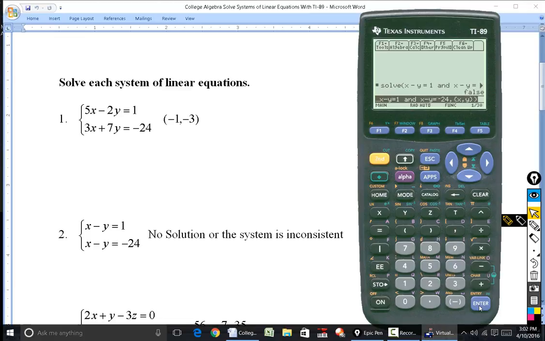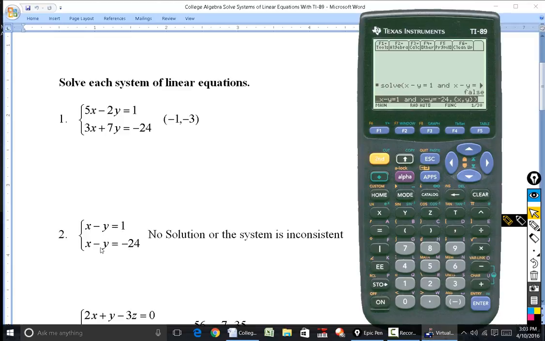Now some of these are pretty straightforward, and you should be able to figure it out. Notice here I have x minus y is equal to 1, and x minus y is equal to negative 24. Well, if that were possible, that would mean that 1 has to be negative 24. Okay, so there's no way that can happen. So this one you should be able to figure out that it has no solution just by the way the equations are set up.